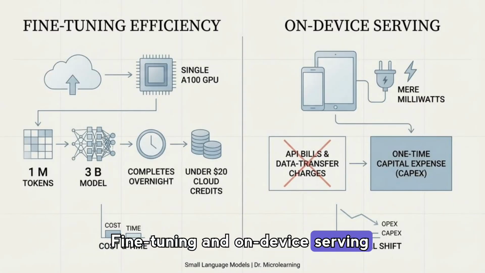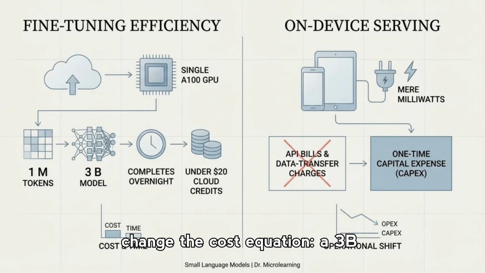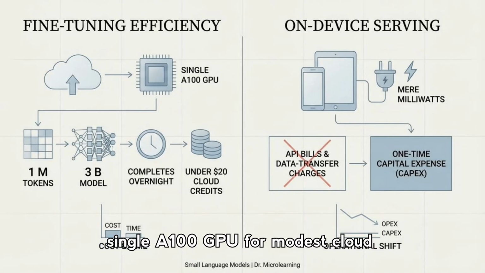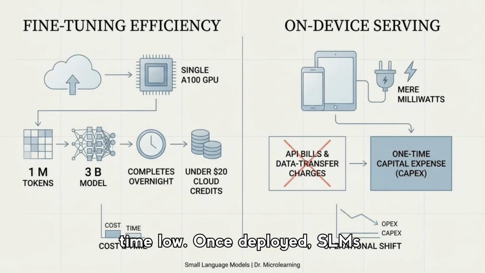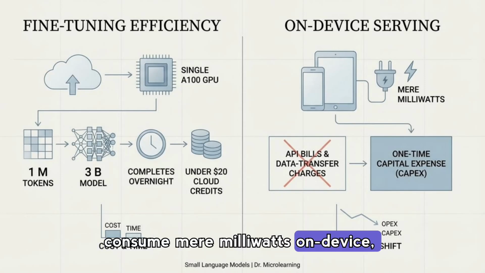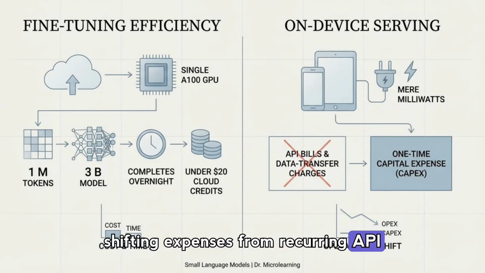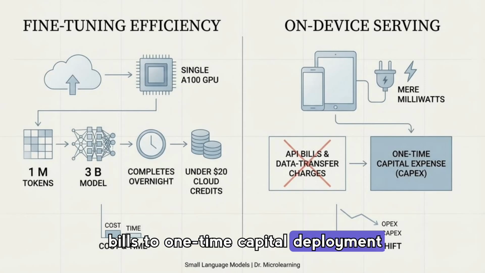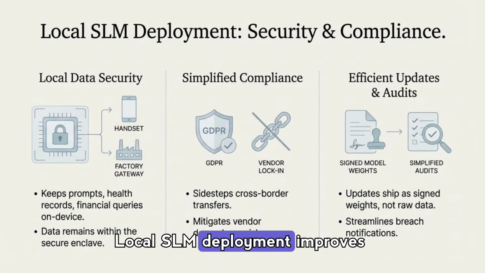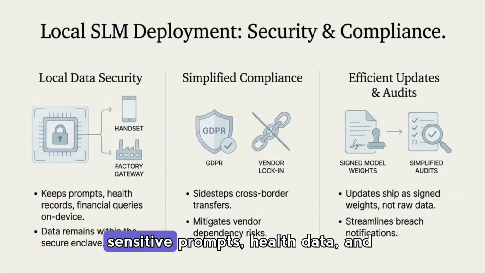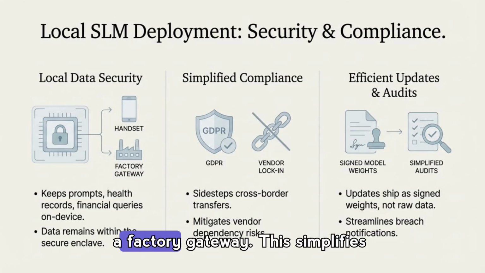Fine-tuning and on-device serving change the cost equation. A 3B model fine-tuned on 1 million tokens can be completed overnight on a single A100 GPU for modest cloud credits, keeping training cost and time low. Once deployed, SLMs consume mere milliwatts on device, shifting expenses from recurring API bills to one-time capital deployment and enabling offline, low-latency experiences.